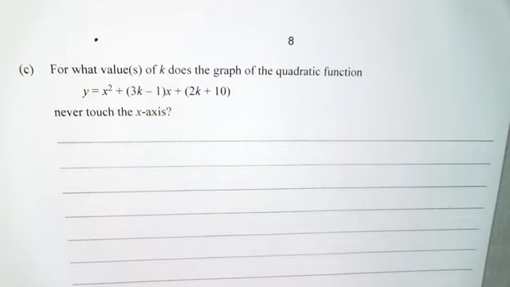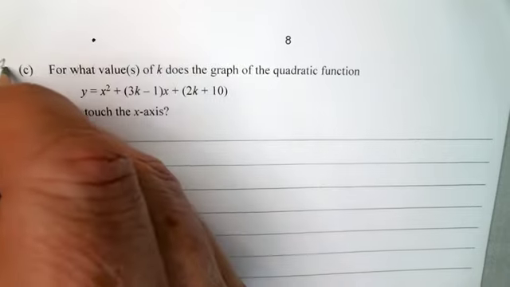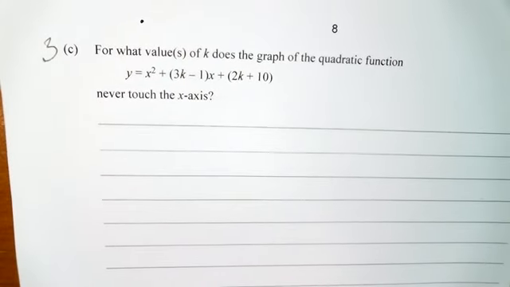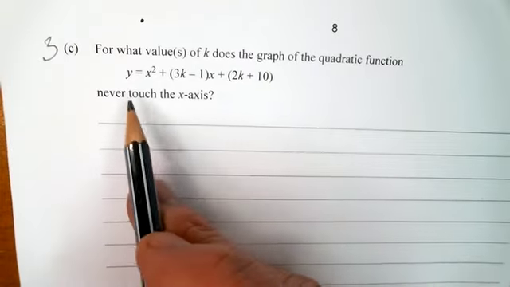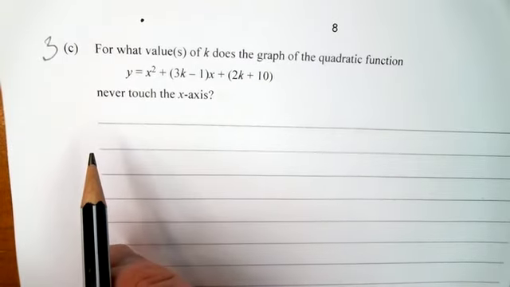Okay, this is the 2015 NCEA 2 exam. This is Algebra for Year 12. This is question 3c. So we're nearing the end of the exam. Just one more question after this to go. So it says, for what values of k does the graph of the function blah never touch the x-axis?